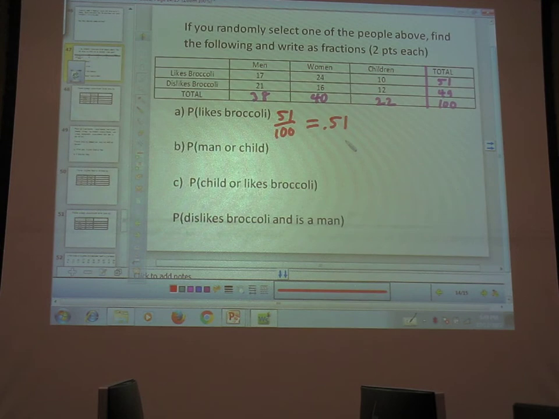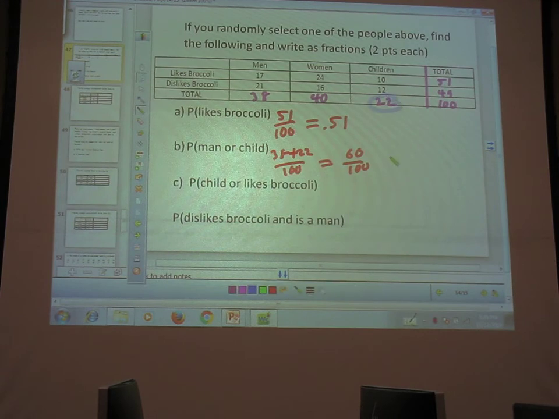What's the probability that they're a man or a child? 60. Right, so you're going to take your 38 plus your 22 out of 100, so 60 over 100, or 0.60. What about a person who is a child or likes broccoli? 63. Right, so there are 22 children. There are 51 people who like broccoli, but these 10 are being double counted.